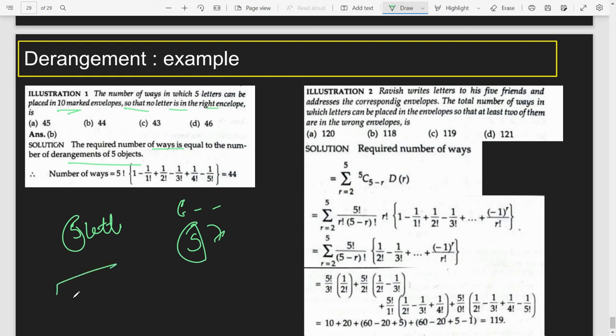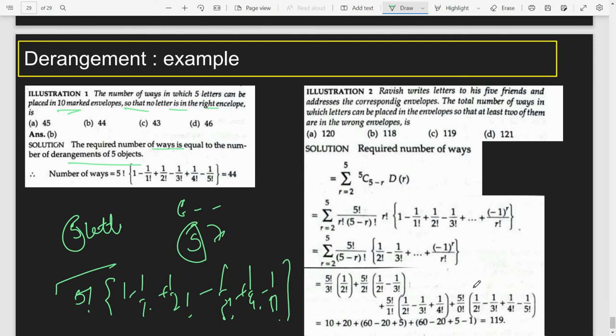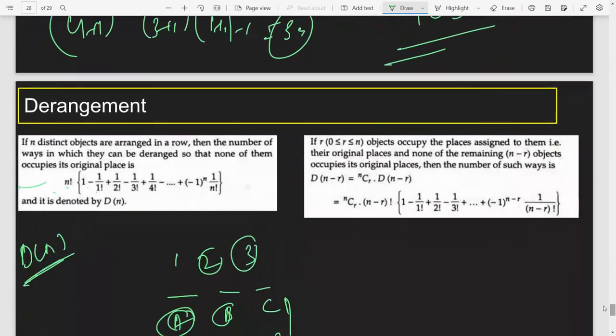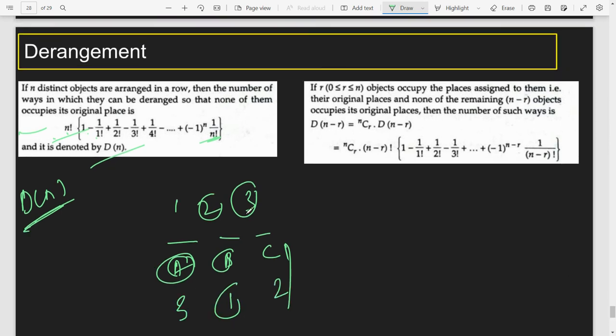So it means the same formula: n factorial times 1 minus 1 over 1 factorial plus 1 over 2 factorial minus 1 over 3 factorial plus 1 over 4 factorial minus 1 over 5 factorial, up to 1 over n factorial. Just repeat the same thing, put the n. Simple question. If you identify the de-arrangement, just put the n, get the answer. But sometimes this can be modified also.